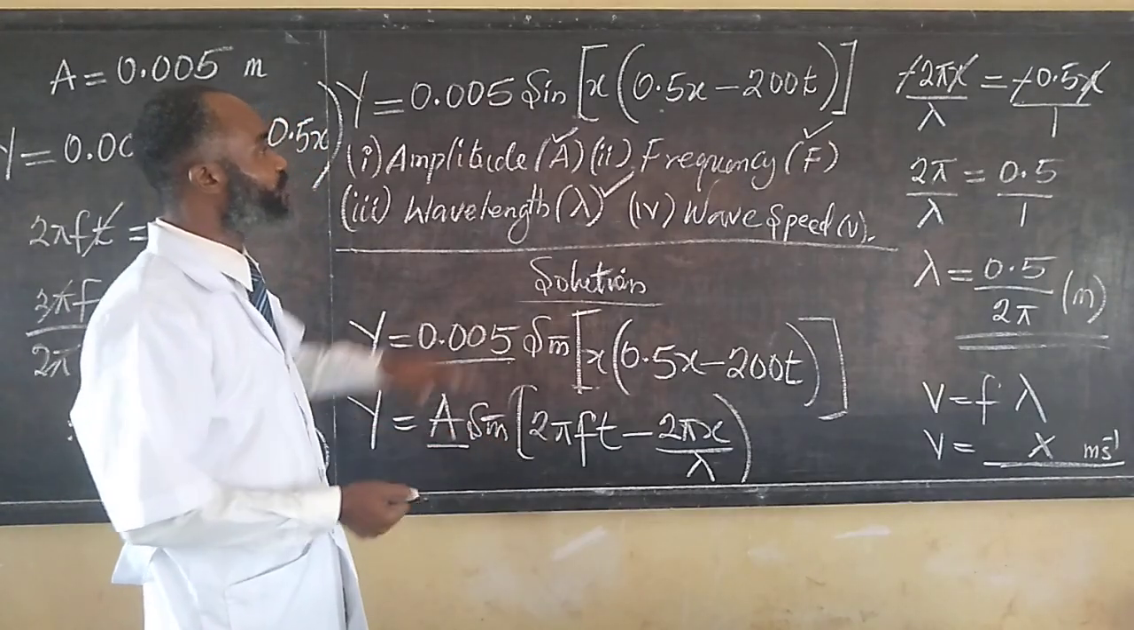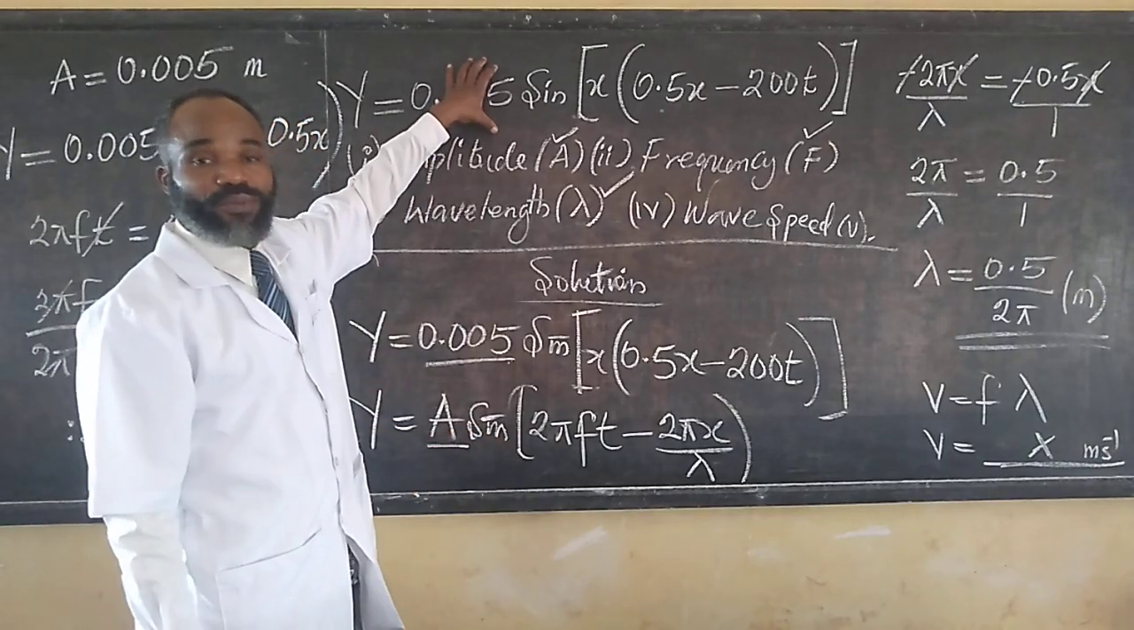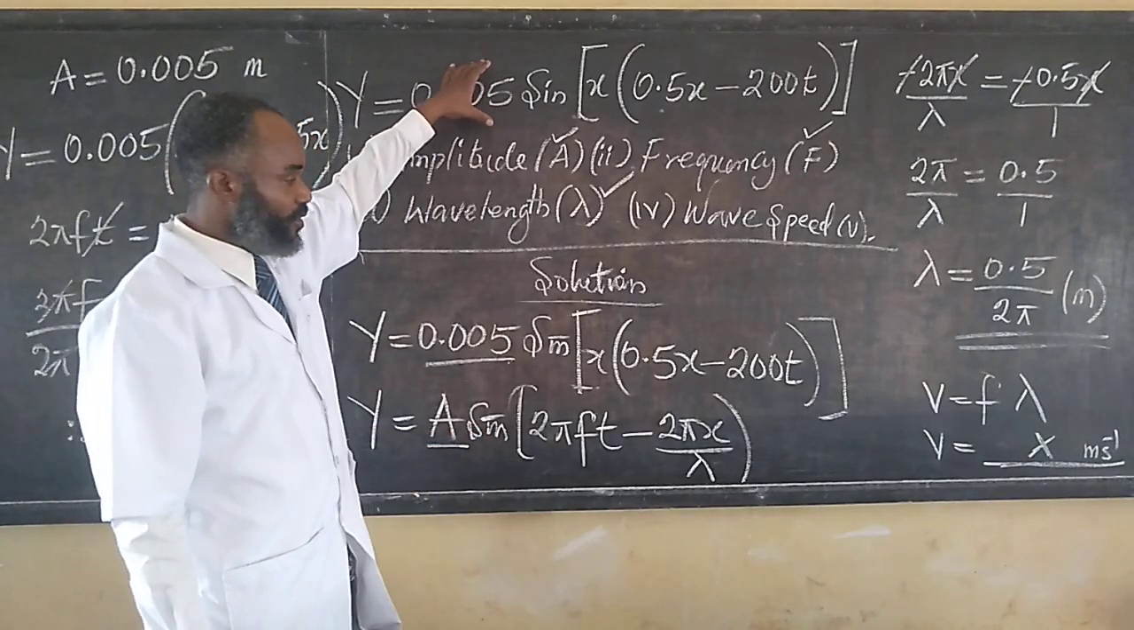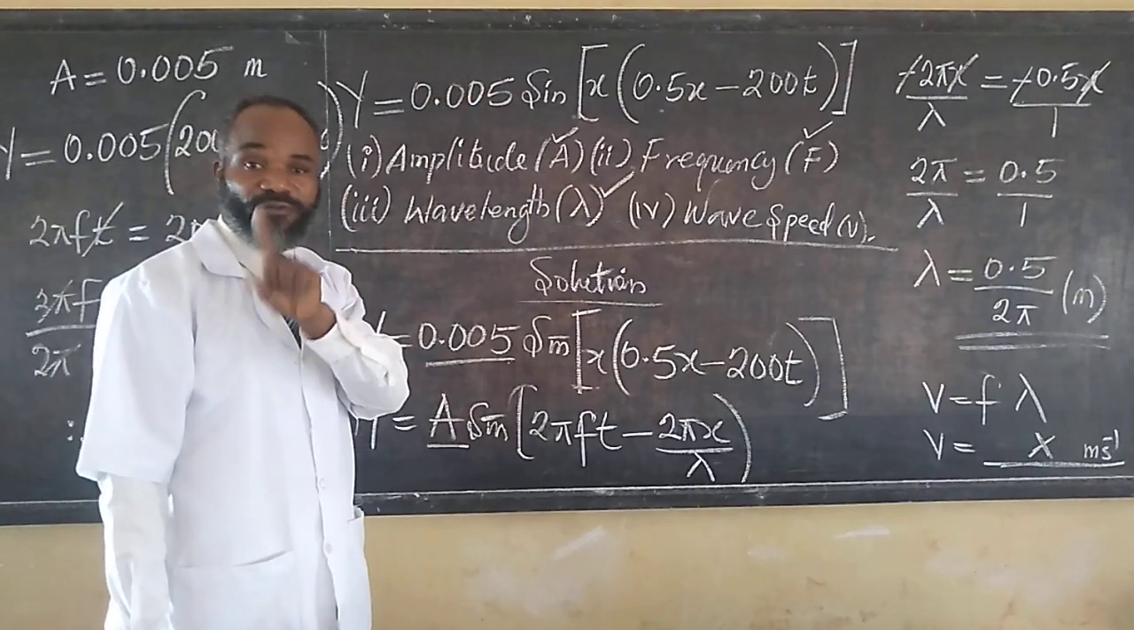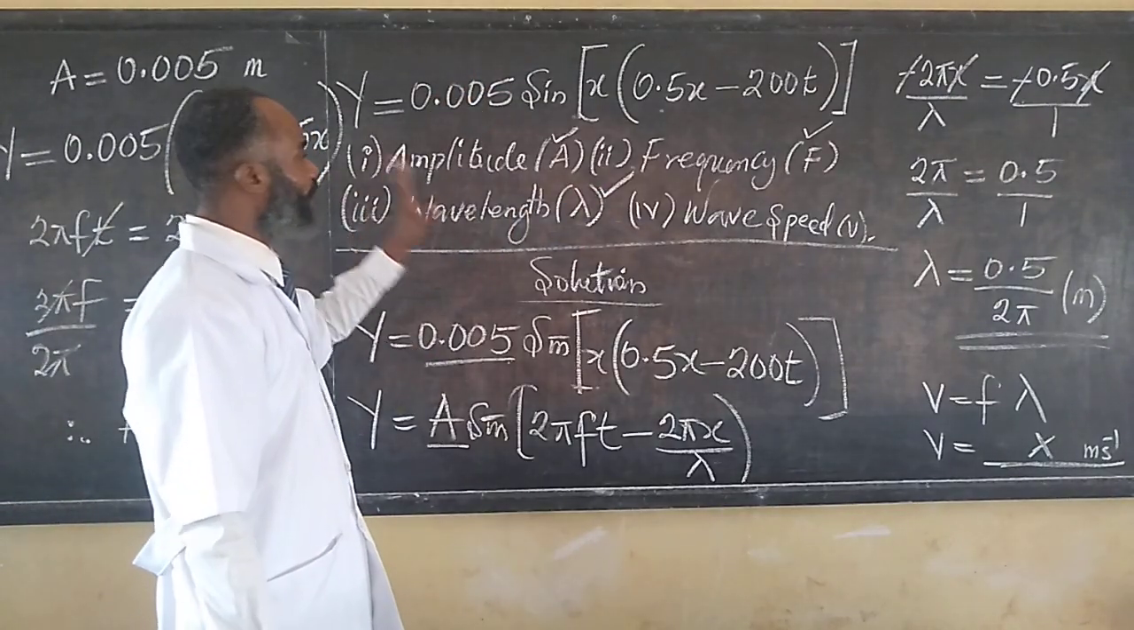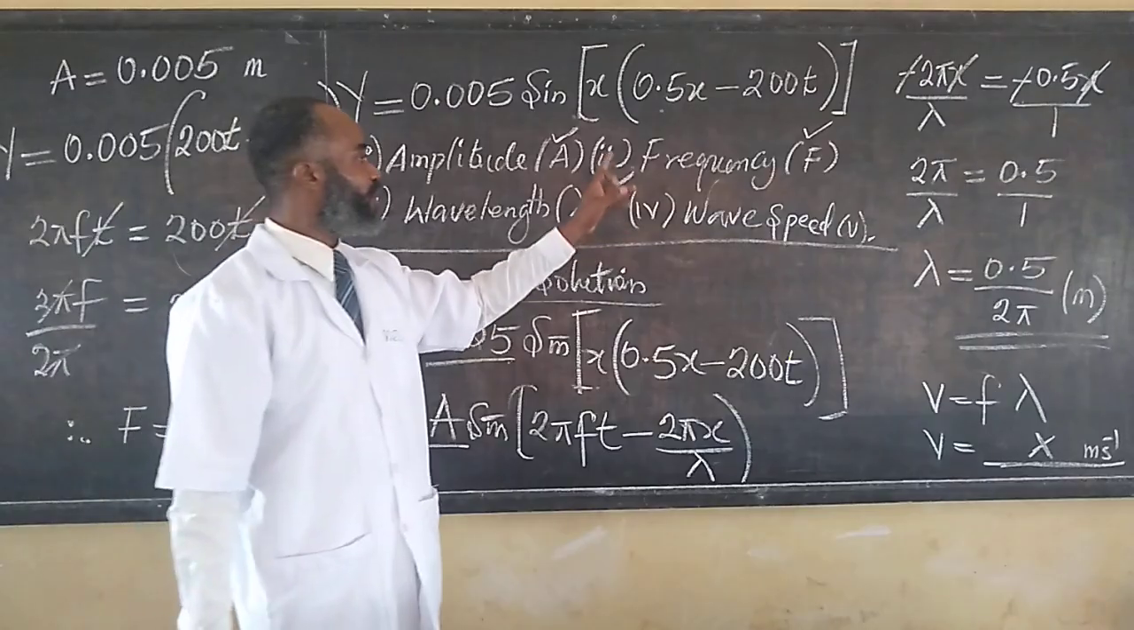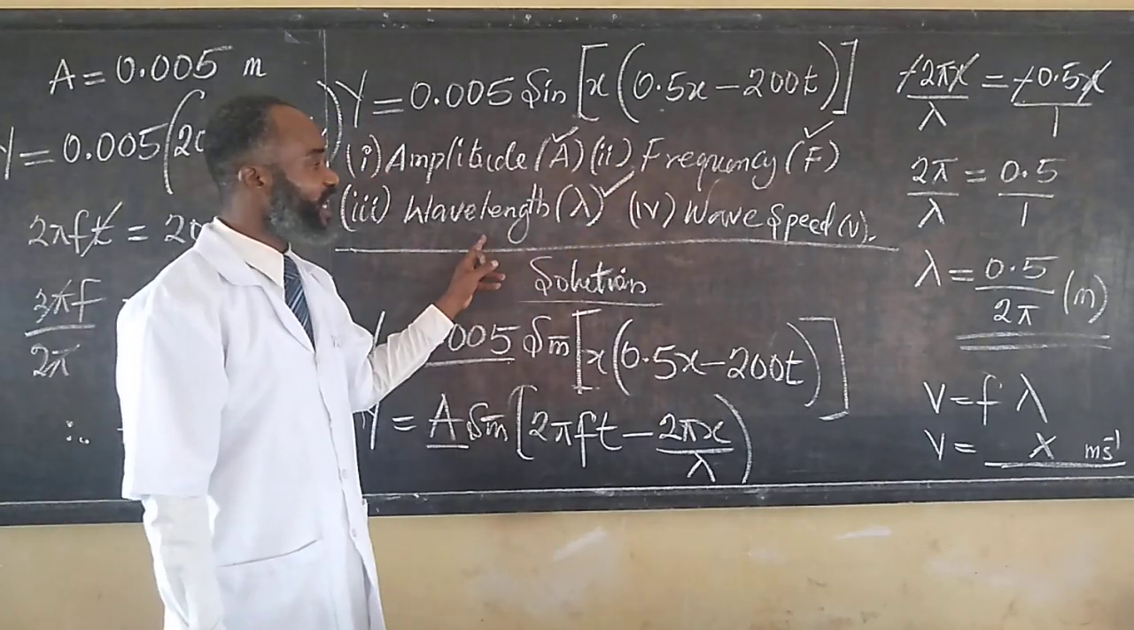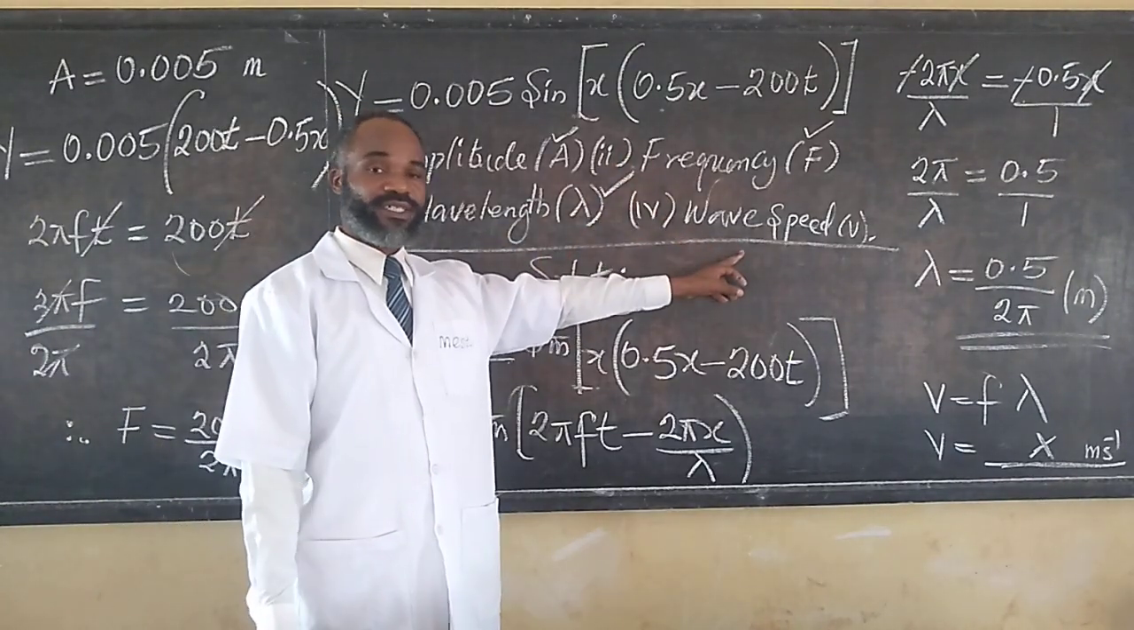You can see we have used this simple, plain progressive wave equation to solve and found 4 parameters: amplitude, frequency, wavelength, and finally wave speed.